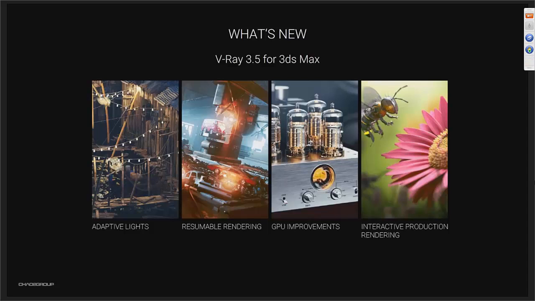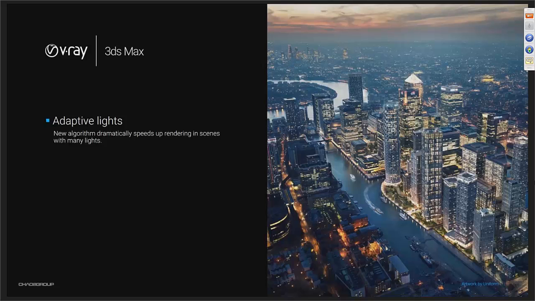As a 3D artist, I can tell that the render speed is the most important thing for me to deliver my projects on time. I'm pretty sure that all of you want faster rendering, right? With all this said, let me introduce to you a brand new lighting algorithm which will dramatically speed up the rendering process. It is called adaptive lights.